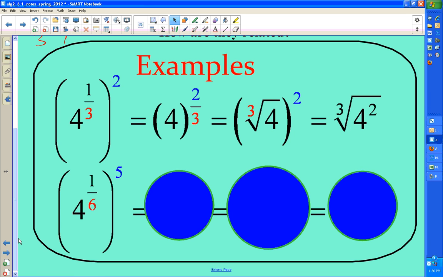See if you can do this one. Again, this is 4 to the 1 over 6 power. So see if you can switch it to either of the radical forms. It doesn't matter which radical form you switch it to, but just see if you can switch it to a radical. What does it become when you get rid of the parentheses here? 5 over 6 power.